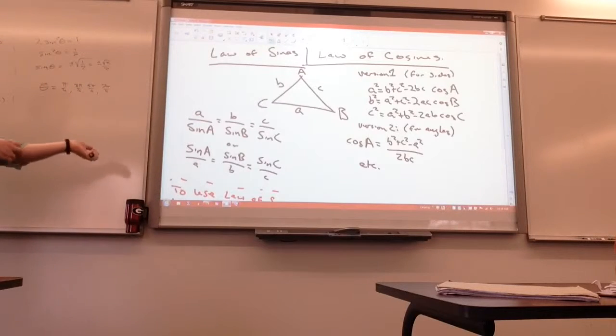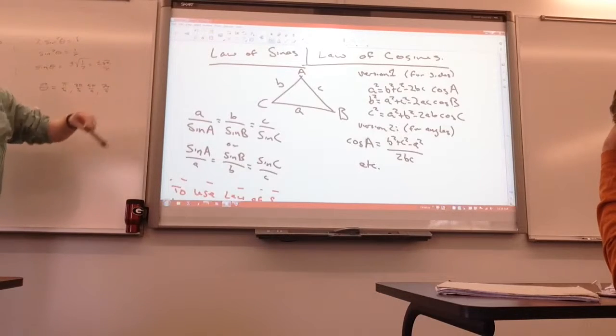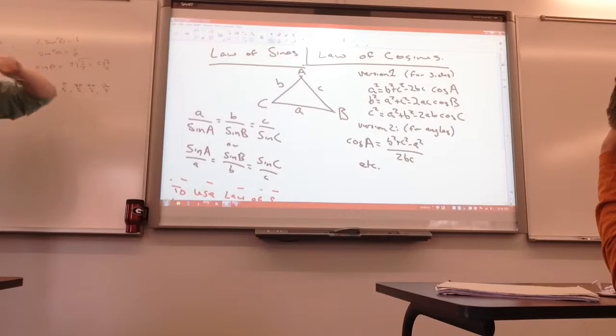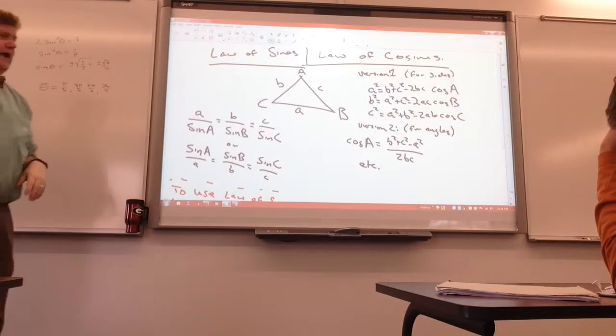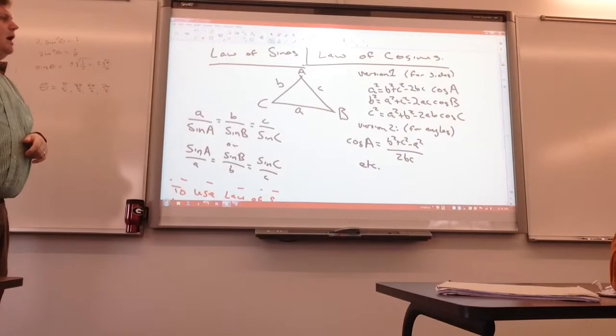Kind of the downside about the law of cosines is it's much more complex, okay? Because as you can see here, it's using everything in it, while these are just simple ratios. Law of cosines is a long formula you have to work out, so that's something to keep in mind, okay?